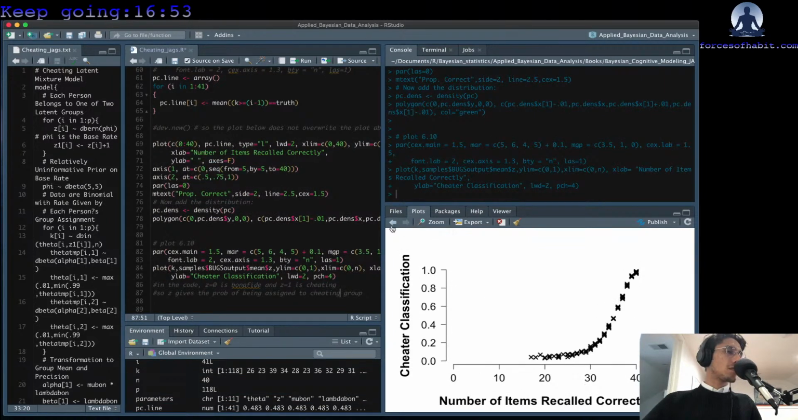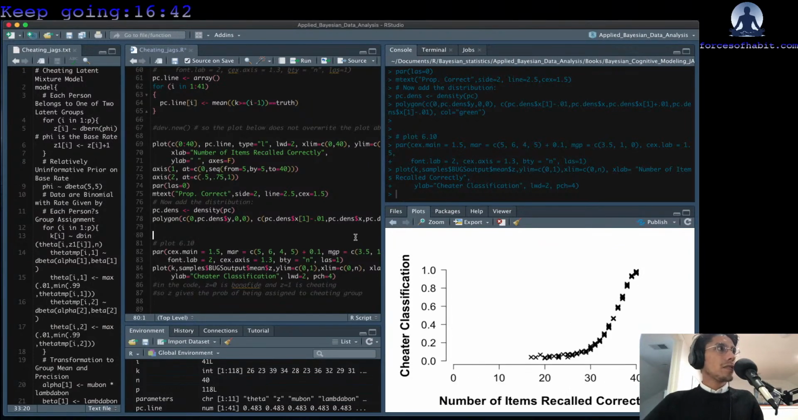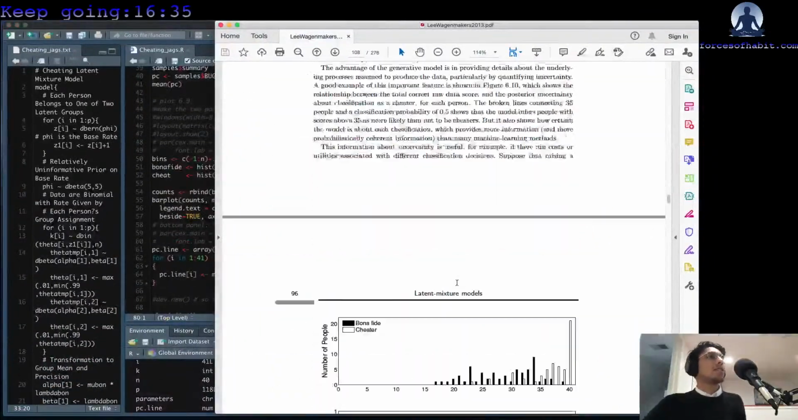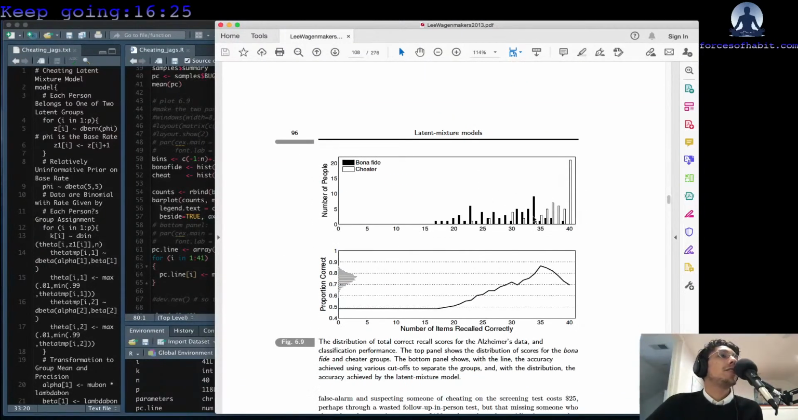So we output these 3 plots. Nice. Okay. So the top summarizes the data, showing the distribution correctly recalled from each group. What do we see? Cheaters seem to be recalling a lot more. So this test is out of 40. Cheaters are on average recalling a lot more than the people who are asked not to cheat. And in fact, the number of items recalled correctly increases, right?